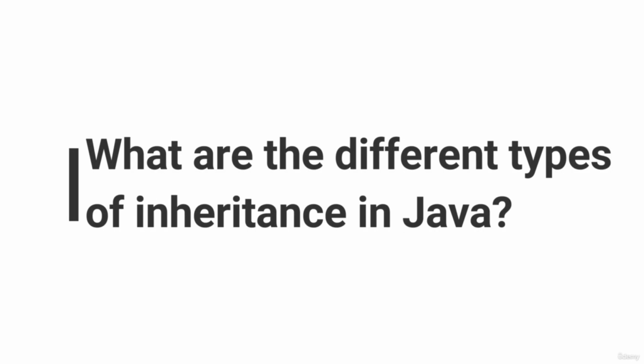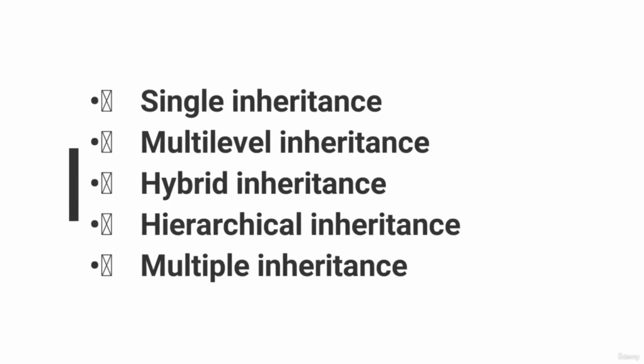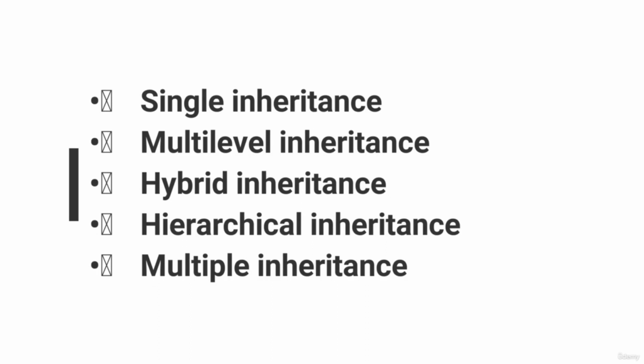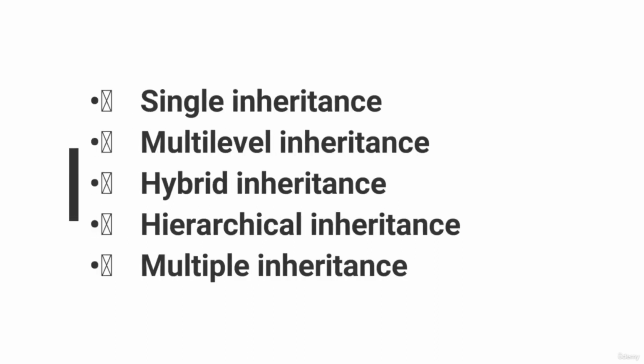Let's see what are the different types of inheritance in Java. Below are the different types of inheritance in Java: single inheritance, multiple inheritance, multi-level inheritance, hybrid inheritance, hierarchical inheritance. Here, one point we should know. Multiple inheritance is not supported using Java classes, but can be achieved through an interface.